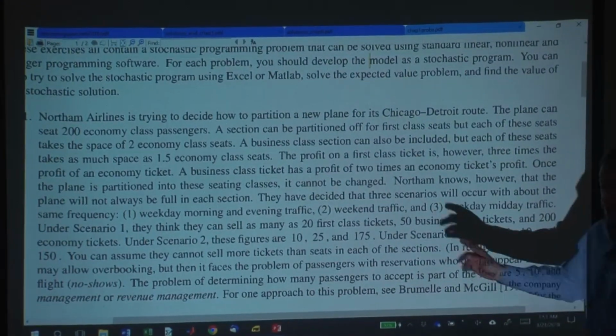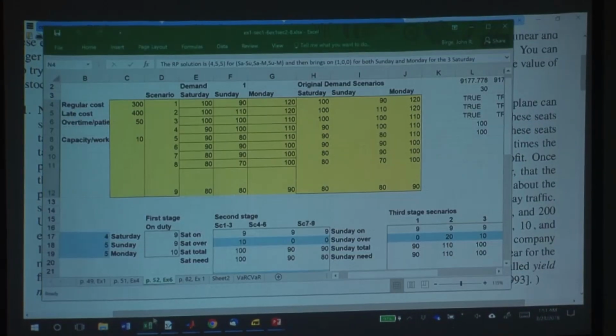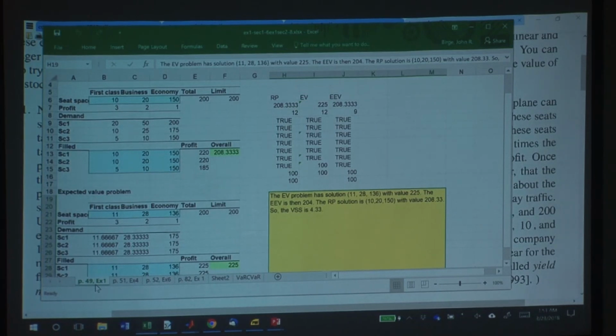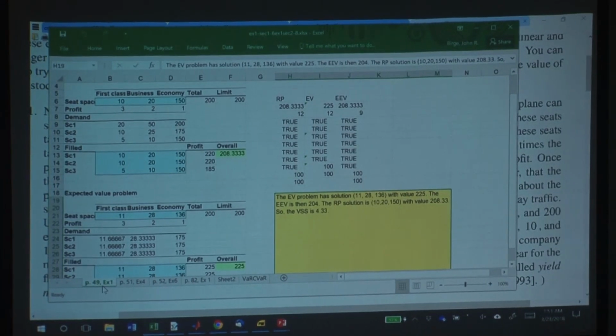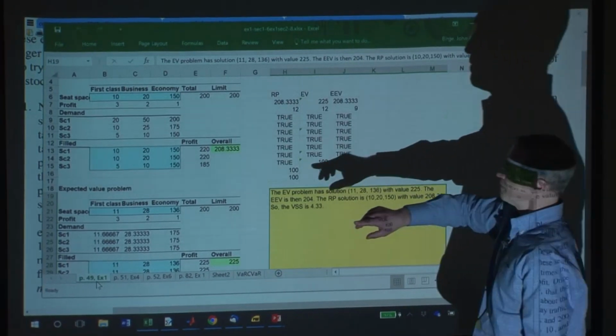Okay, so I also have these set up in Excel. I'll put this on the thumb drive as well. So this is the formulation of this model in Excel.